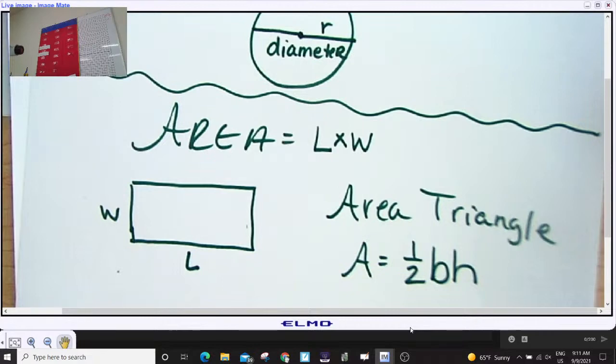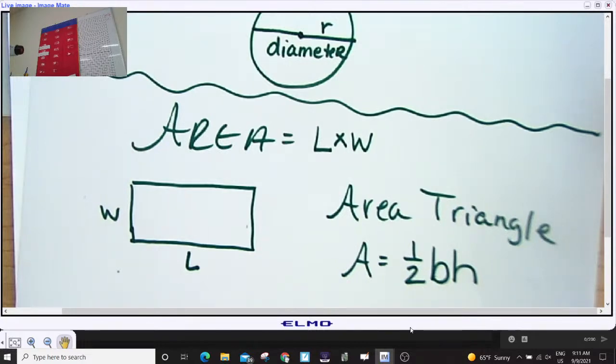Length times width is the same thing as base times height. We call them base and height in a triangle, but it really is like length and width in a rectangle. It's the same thing. And then divide by 2 is the same thing as multiply by 1/2. You get the same result if you multiply by 1/2 or divide by 2.